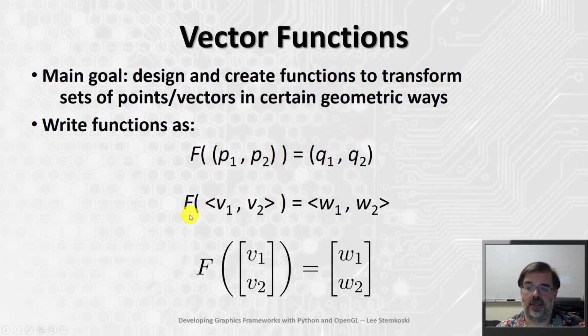More frequently, we might see this notation, a function which takes a vector as input and gives a vector as output. In mathematics, it's more traditional to write the vectors as columns. So I have the column vector v1, v2 as input, and outputs the vector w1, w2. So that's the way we would write a vector function. And there's lots of different vector functions in the world. Any algebraic expression you write could be a vector function.